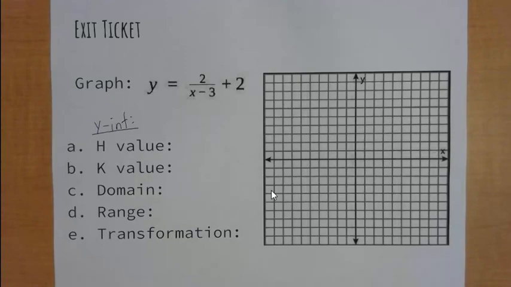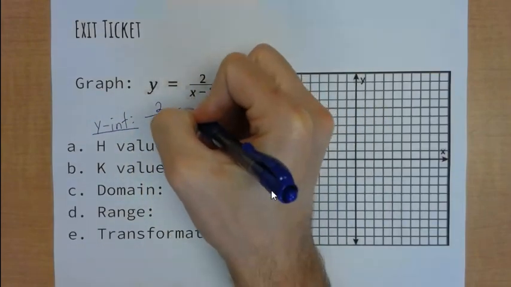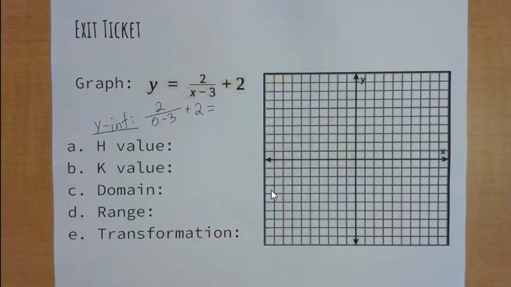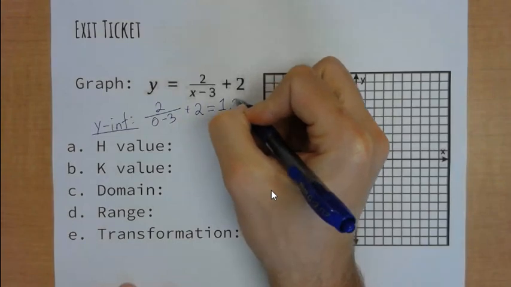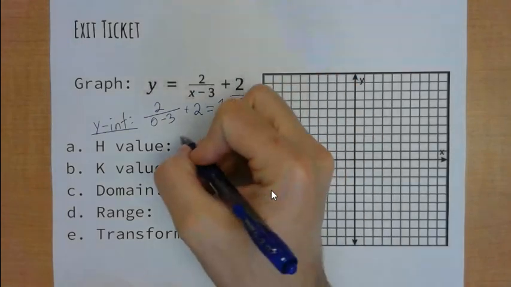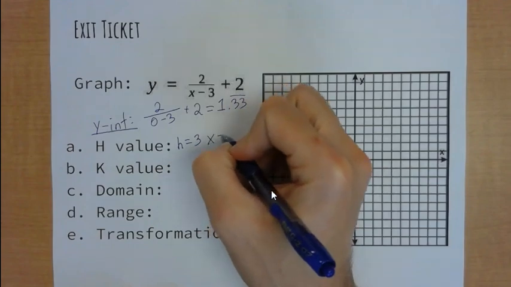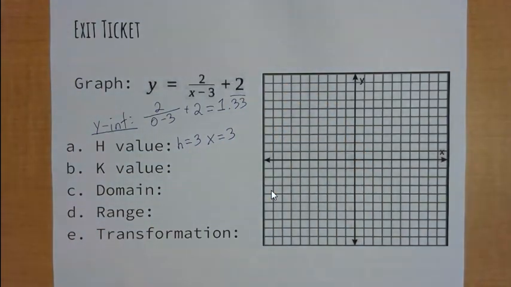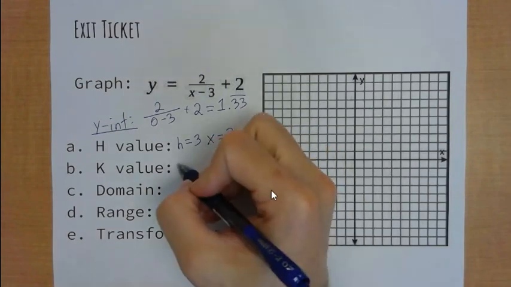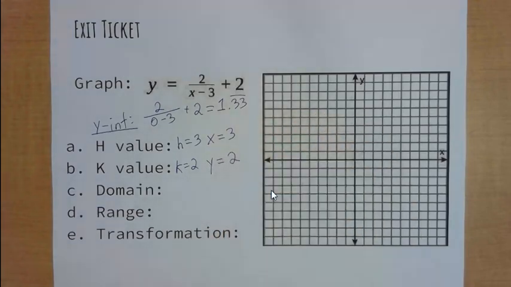So now our y-intercept, we have 2 over 0 minus 3, plus 2. That is going to be the same as negative 2/3 plus 2. So that would be 1 1/3, or 1.33. Our h value is going to be equal to 3. So we're going to draw a vertical asymptote at 3 for x. And then our k value is going to be equal to 2. So our horizontal asymptote is going to be y equals 2.